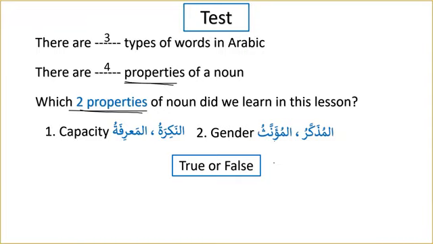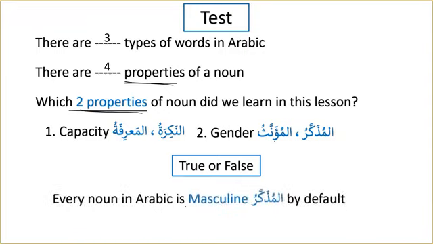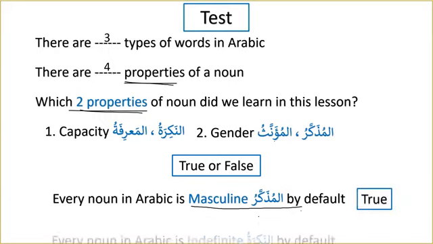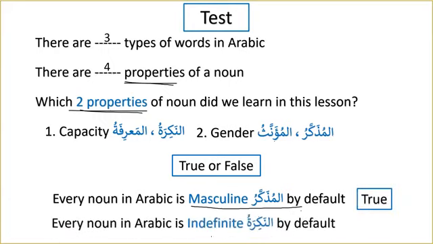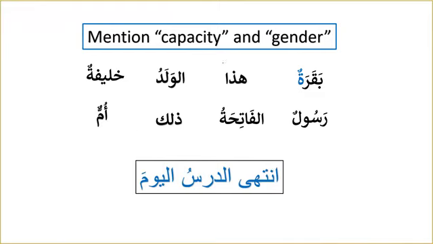Now we have the next question where you have to tell me if it's true or false. Every noun in Arabic is masculine by default. True. Okay, excellent. And every noun in Arabic is indefinite by default. True. Excellent. Perfect. Ahsantum. I'm so happy. MashaAllah, you are following up and your answers are perfect. Now, there are a few more questions that we have to answer.